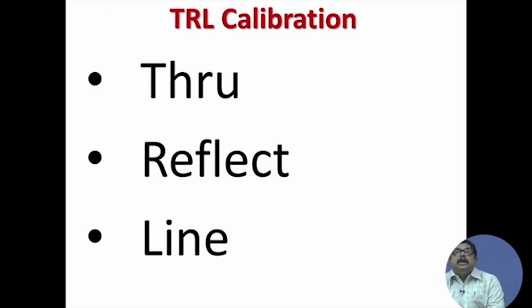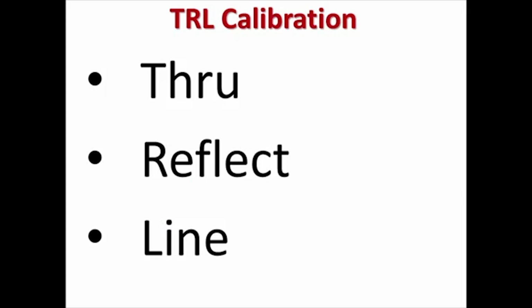Now, TRL: T stands for through. Through means a through line, as we showed in the directional coupler, the through line. So, through, reflect, and line L. Now, what is through? Through means just connecting port 1 and port 2. Instead of connecting the DUT, if you just connect the accessible port 1 and accessible port 2 of the network analyzer directly together, that is called through connection. Obviously, the male female matching will be there, that is why there is something there, but it is through.